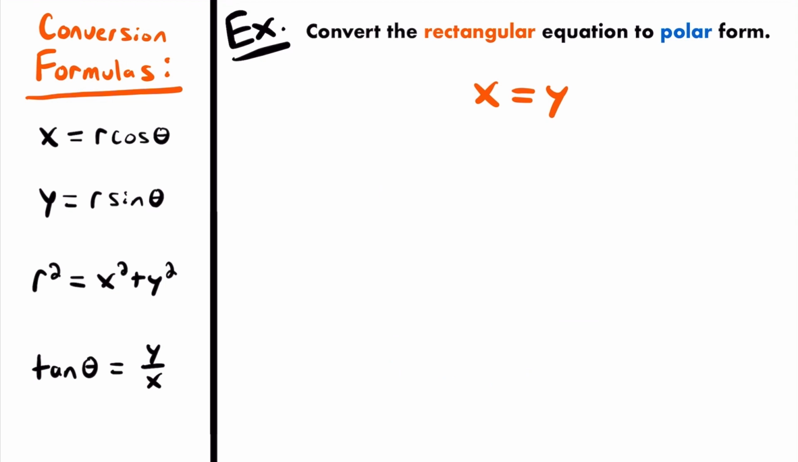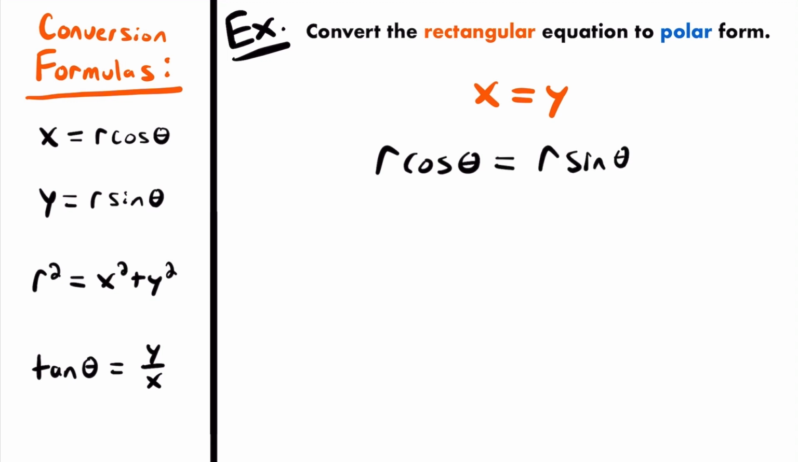All right, so next up we want to convert this rectangular equation to polar form. We have x equals y, and this is a pretty simple rectangular equation for us to convert to polar form. All we have to do in this case is replace x and y with what they're equal to in terms of r and theta. So we can replace x with r times cosine theta and replace y with r times sine theta. So if we do that, we'll have r times cosine theta is equal to r times sine theta.